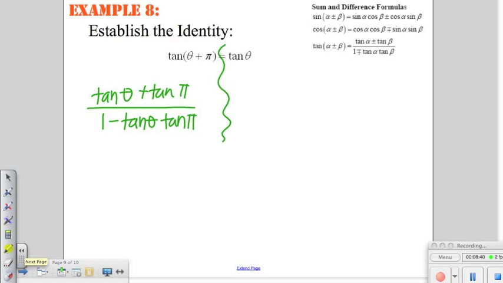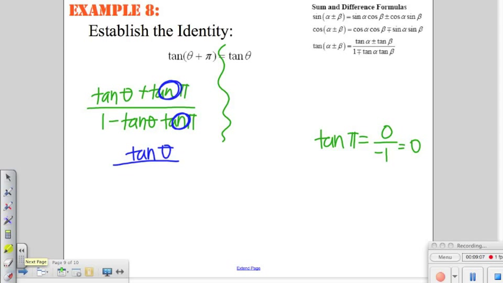Now, tangent of pi, I know tangent of pi. Using my unit circle and the fact that it is y over x, the tangent of pi equals 0. So that means that this is going to be a 0 here, and so is this. Well, tan of theta plus 0 is just tan theta. Tan theta times 0 is 0, so we're going to get 1 minus 0. This is just tan theta over 1, which is tan theta. That's exactly what I wanted it to equal. So in this case, I actually had to find the tangent of pi and substitute that in.